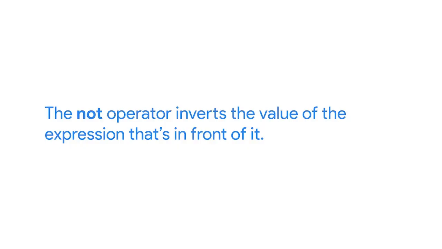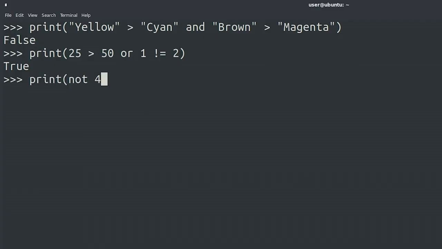Last up, the not operator inverts the value of the expression that's in front of it. If the expression is true, it becomes false. If it's false, it becomes true, just like this. Logical operators are important because they help us write more complex expressions. We'll see this in action in the next few videos.